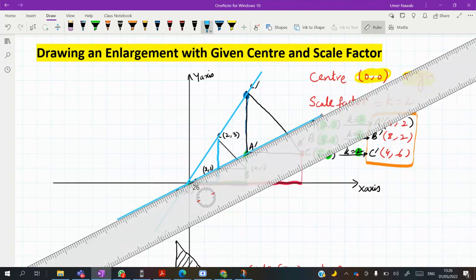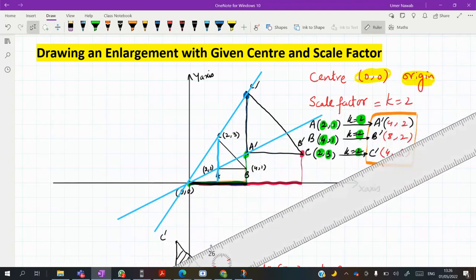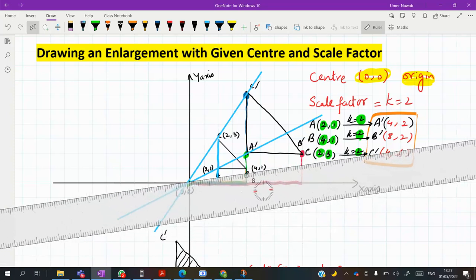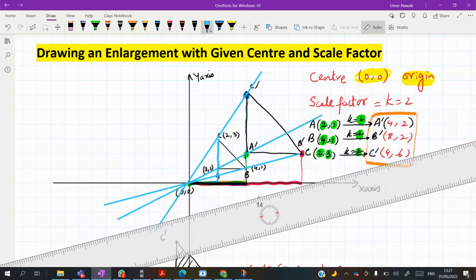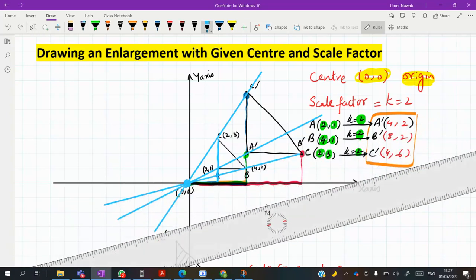So as you can see, when you draw the line from the original point and from the corresponding point, that line will always pass through a single common point. And all the three lines which I can draw here will have a common intersection point, and that point will be the center.